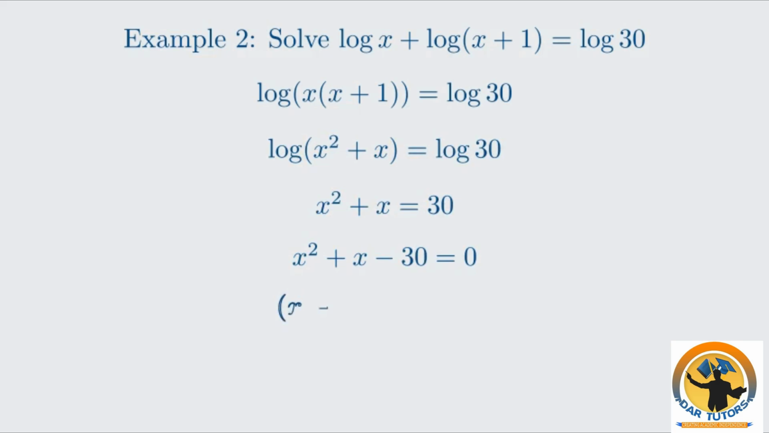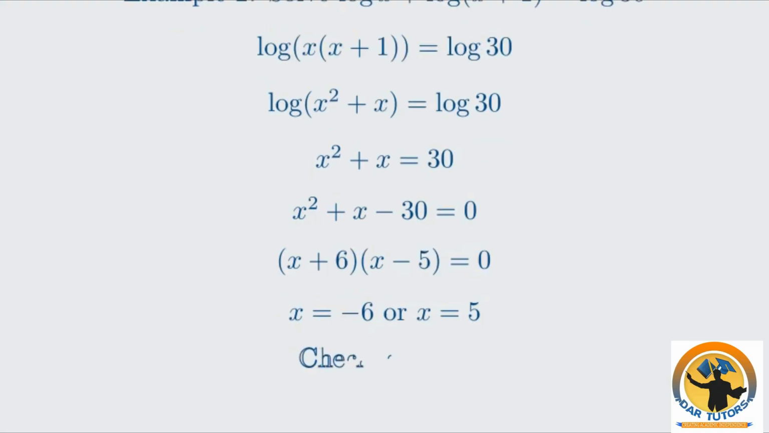We can solve this by factoring. The factors of minus 30 that add to 1 are 6 and minus 5. So the equation becomes x plus 6 times x minus 5 equals 0. This gives us two potential solutions, x equals minus 6 or x equals 5. However, we must check our answers. Remember that the argument of a logarithm must be positive.